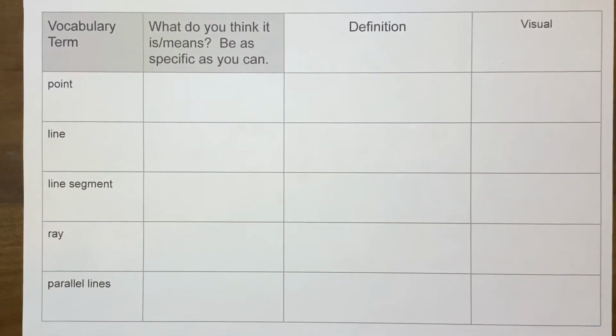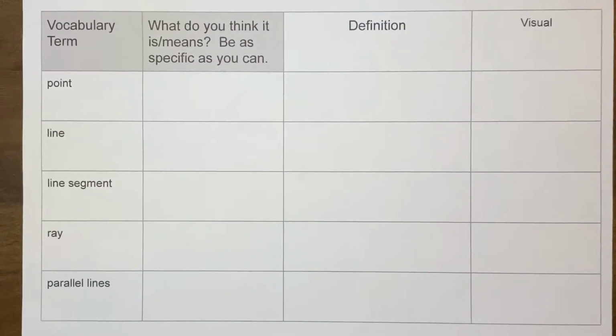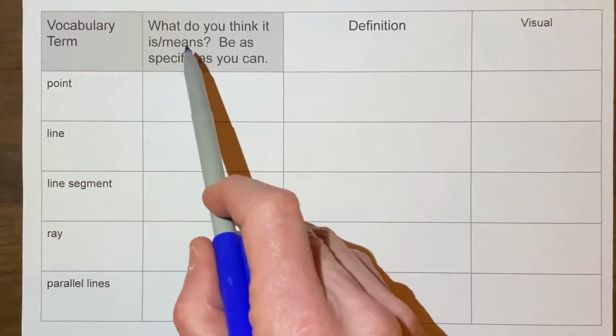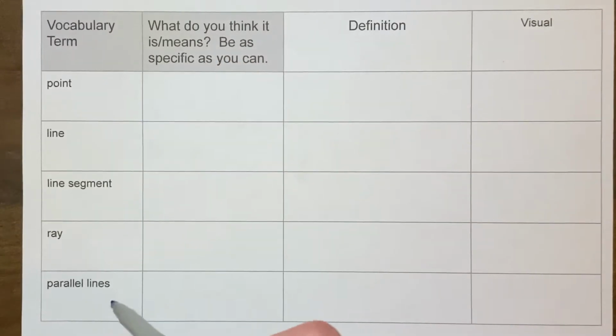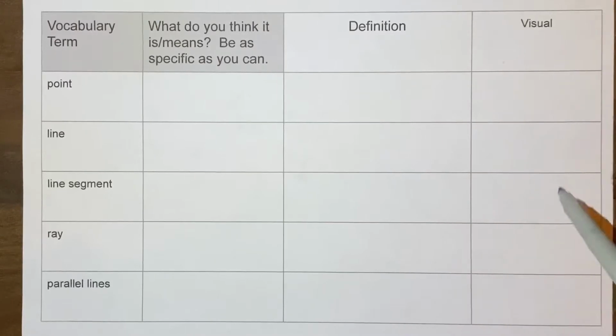Sullivan here. I'm just going to go through with you the sheet that I passed out yesterday that was the vocabulary terms for geometry, and it's served as an introduction to what we'll be talking about over the next couple of weeks. The assignment was to fill out, in this first one, what do you think these vocabulary words meant? And then I wanted to provide you with the correct definition and then a visual to go with it.